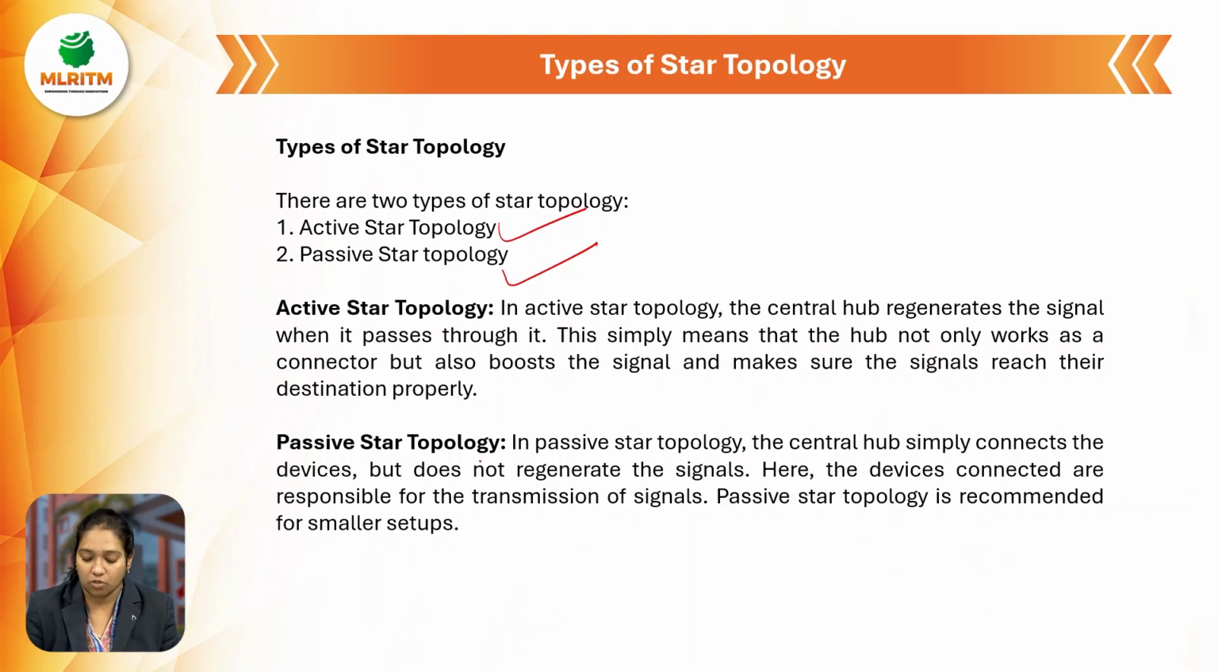Next one, passive star topology. In passive star topology, the central hub simply connects the devices but does not regenerate the signals. That is called passive star topology.